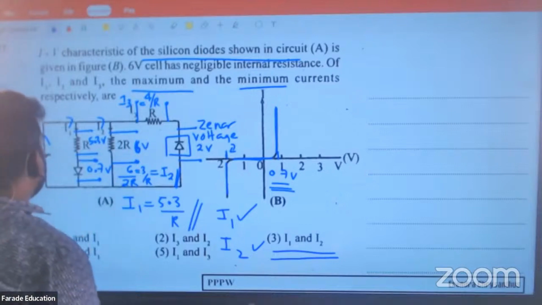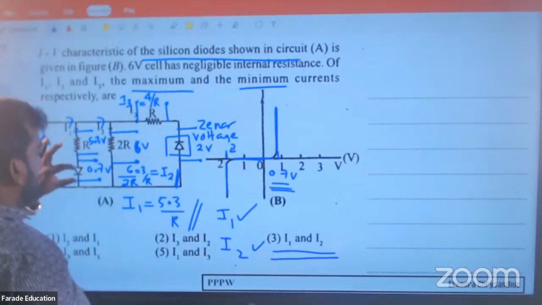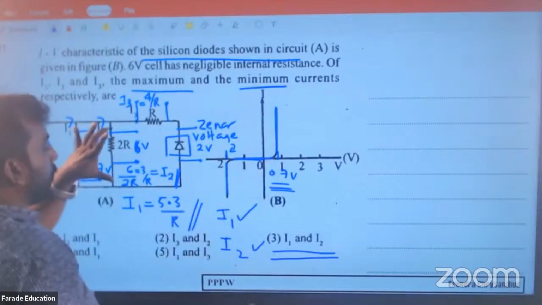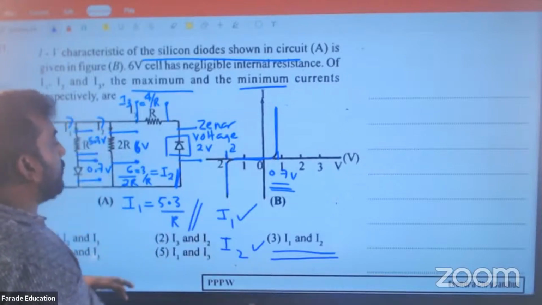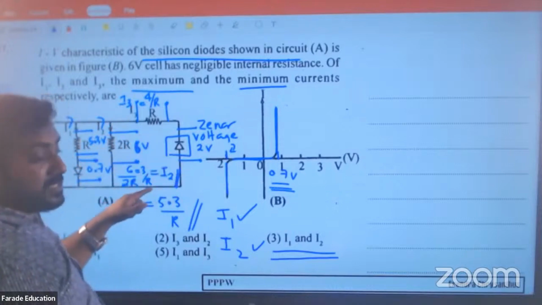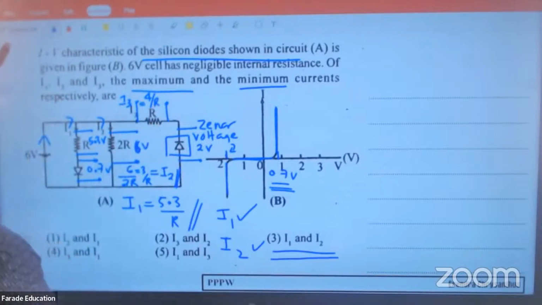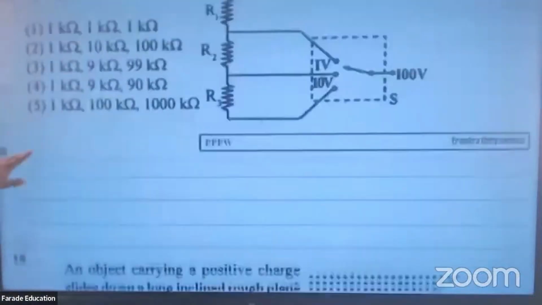Clear? So here 6 volt, here 6 volt, here 0.7, here 5.3. Here 6 volt means here 6 volt, directly I can find. Reverse bias 2 volt means remaining voltage is 4. Okay, right.